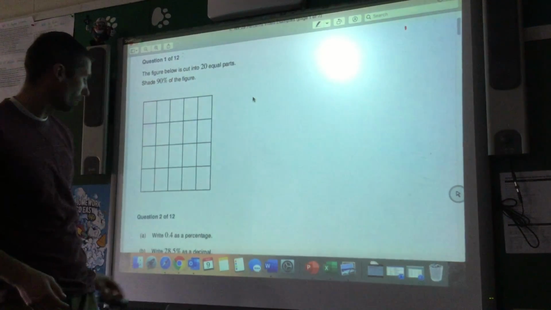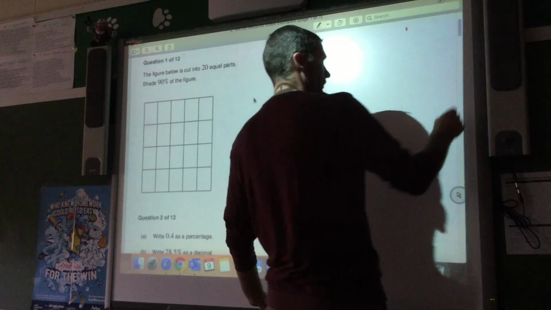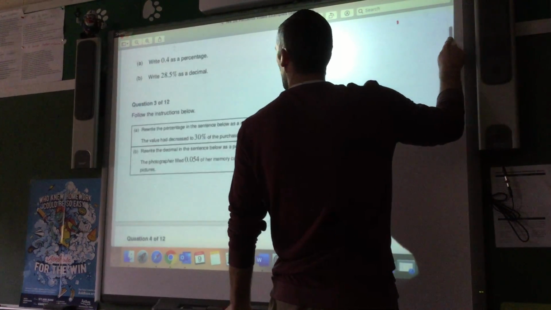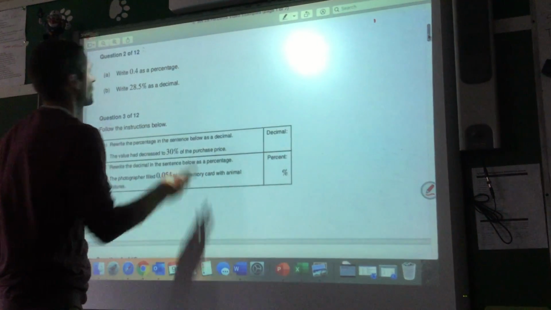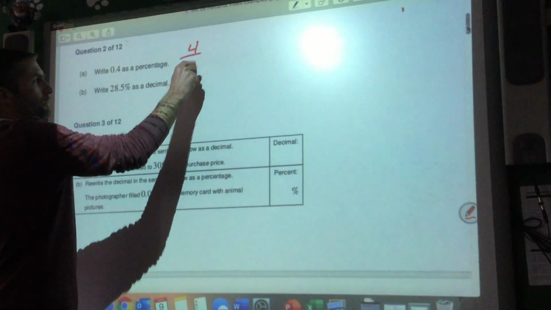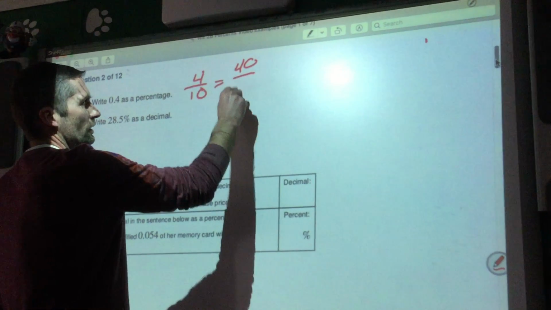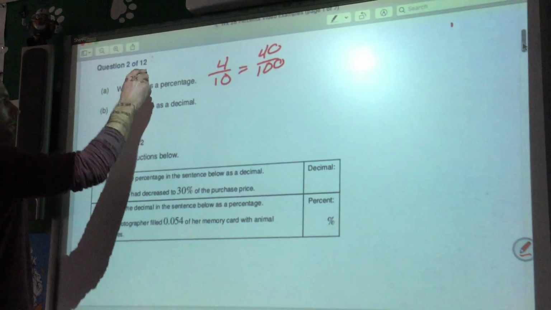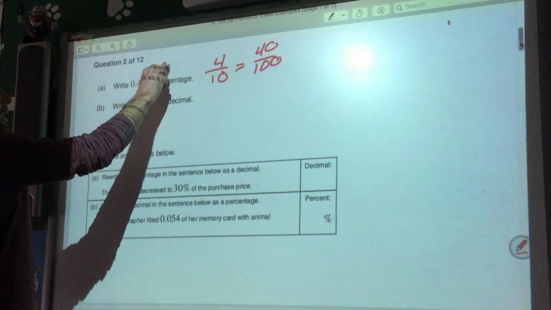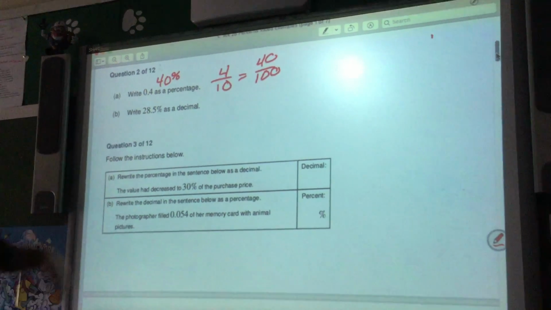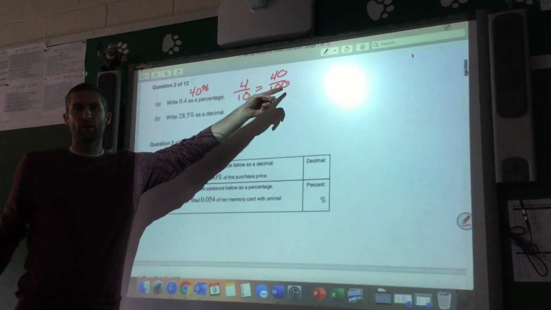Question 2, write 0.4 as a percentage. 4/10 as a percentage. If I say it, I'm saying 4/10. 4/10 is the same as 40 hundredths. 40 per 100. 40%.